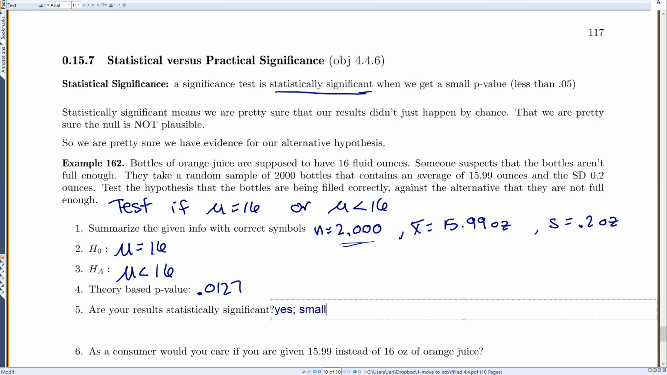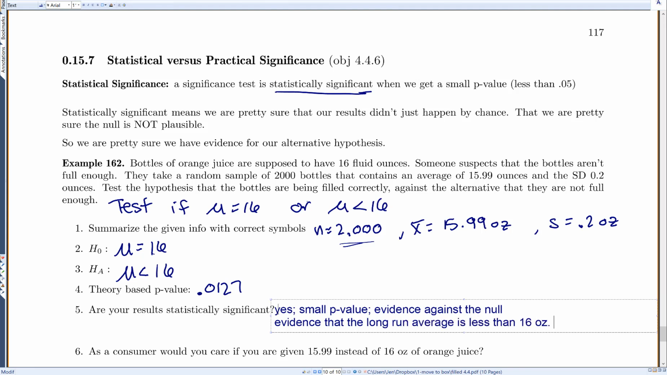So yes, that is a small p-value, smaller than 0.05. So we have evidence against the null. The null is not plausible. We have evidence that the population or the long run average is less than 16 ounces. That's a pretty small p-value. We have quite a bit of evidence. We are quite sure, statistically speaking, that my long run average is less than 16 ounces.